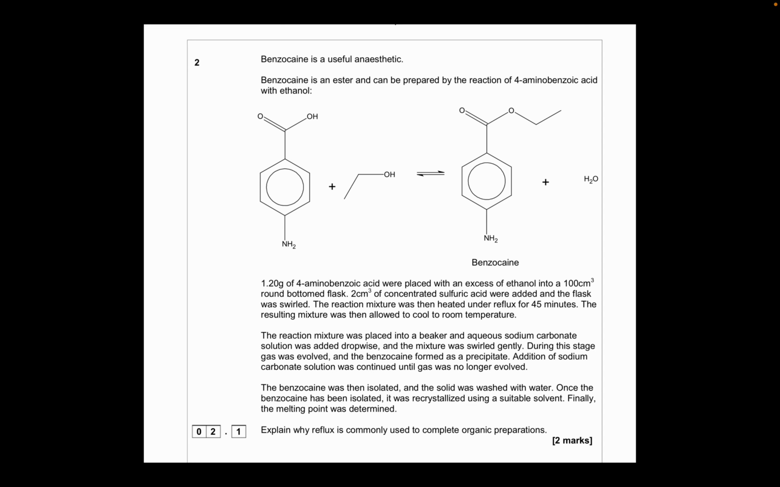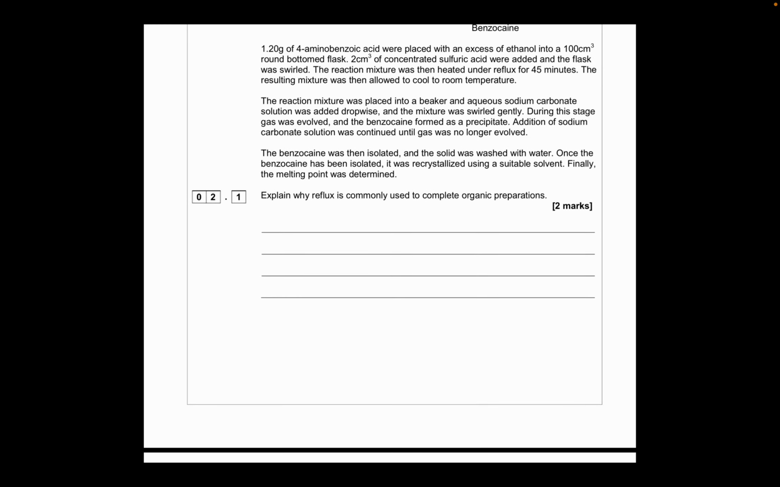Explain why reflux is commonly used to complete organic preparations. So this is for 2 marks. What you're going to write is, you don't need that fluff of data that's given. You can just understand why people use reflux. So you're going to write that these reactions are slow. You can make out from the paragraph also, because the reaction mixture was then heated under reflux for 45 minutes. So that's quite a long period of time. So you can say that these reactions are slow.